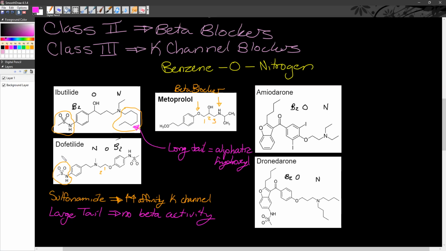What's important to know too is that ibutylide is the base drug. It was created first. And here is ibutylide. What they did is they took another half of this drug and they stuck it on as the tail. So essentially, dofetilide is what's called the dimeric form. It's just two drugs stuck together, the same drug stuck to itself.